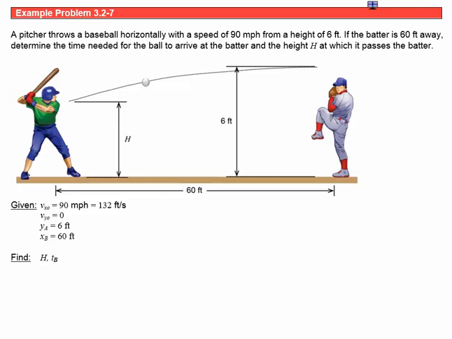This is an example of a projectile motion problem. Let's read the problem statement. A pitcher throws a baseball horizontally with a speed of 90 miles per hour from a height of 6 feet. If the batter is 60 feet away, determine the time needed for the ball to arrive at the batter and the height h at which it passes the batter.